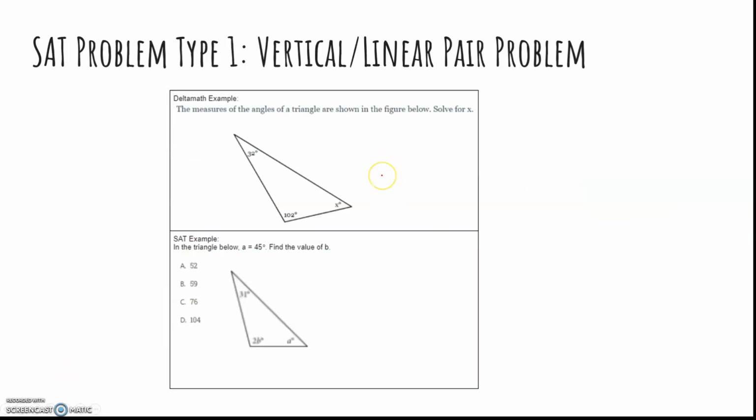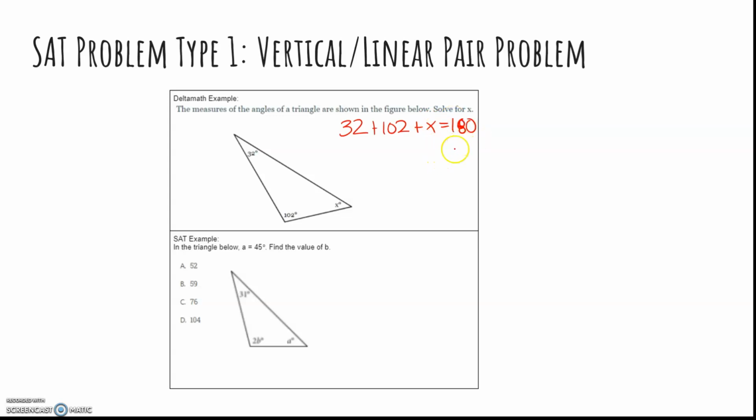So let's try a couple of examples. I'm going to give you 2 Delta Math examples and 2 SAT question examples. So the first one is the Delta Math question. The measures of these angles of the triangle are shown in the figure below, and find x. Well, if we use our triangle sum theorem, we know that 32 and 102 plus this x that we don't know what it is will equal 180 degrees.